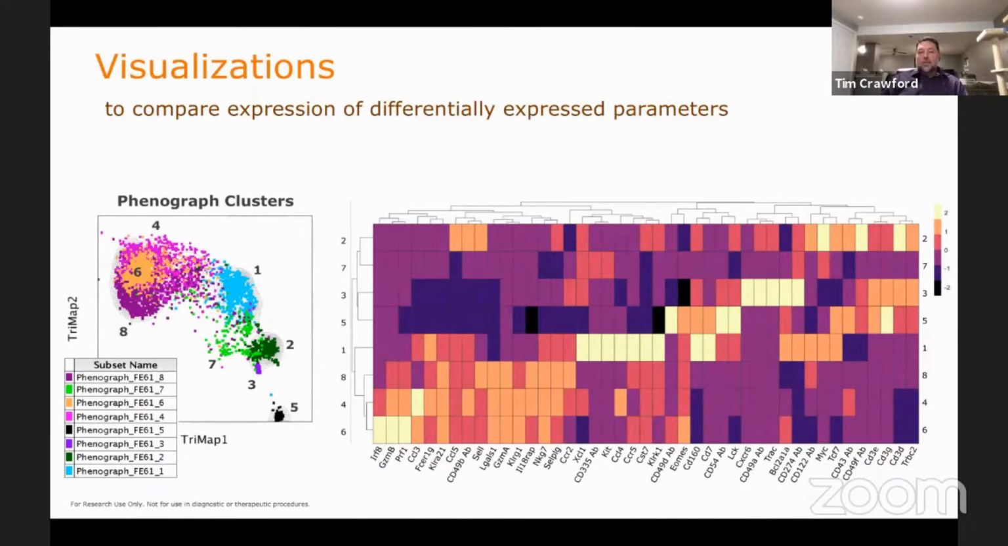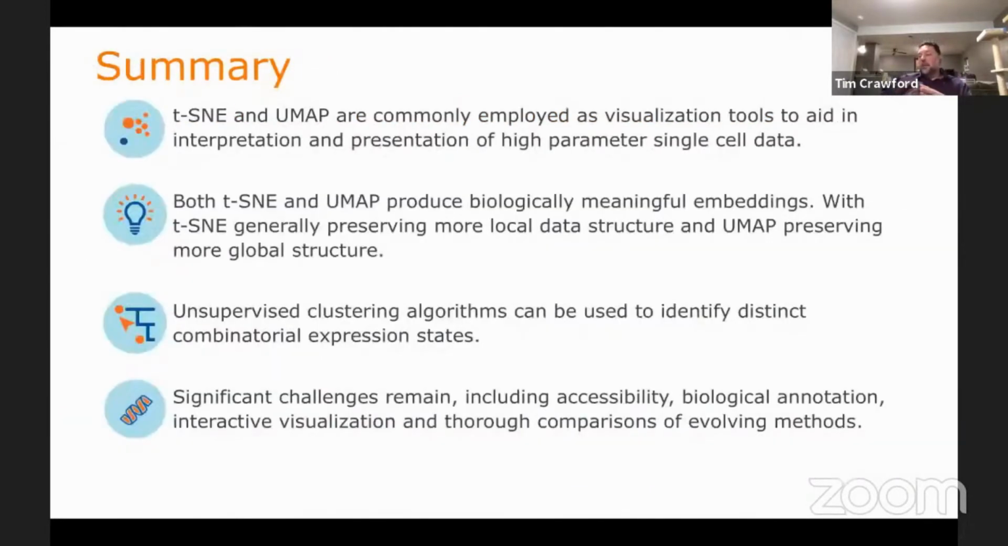But it certainly is a valid approach to look at your high parameter data, and it should be a complementary approach to manual gating, not a complete replacement of that. So in summary, T/SNE, UMAP, these are great tools to visualize high parameter data in lower dimensional representations. Both of these tools produce biologically meaningful embeddings that can be useful, but T/SNE generally preserves more local data structure and UMAP preserves more global structure. These unsupervised clustering algorithms, whichever one you use, can be helpful to identify distinct combinatorial expression states. And I think that's the most useful, is you're just mining that combinatorial expression to see what your system is providing you.